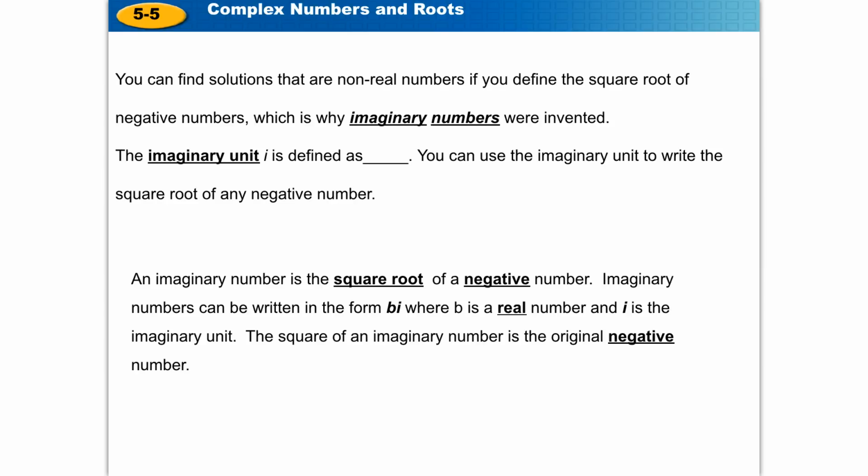When you try to take the square root of a negative number, it's a non-real answer. Here they call it an imaginary number. The imaginary number is i, and i is defined as the square root of negative 1. So anytime you try to take the square root of a negative number, you can replace that with the letter i. An imaginary number is the square root of a negative number.